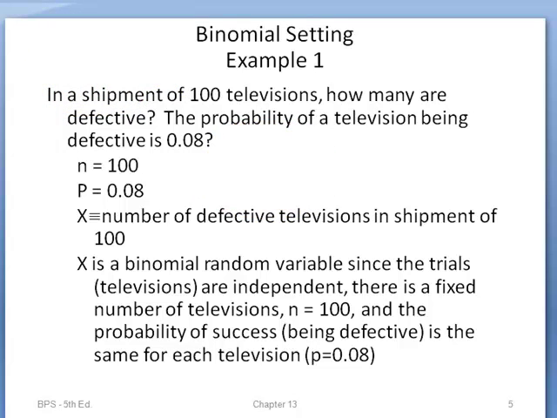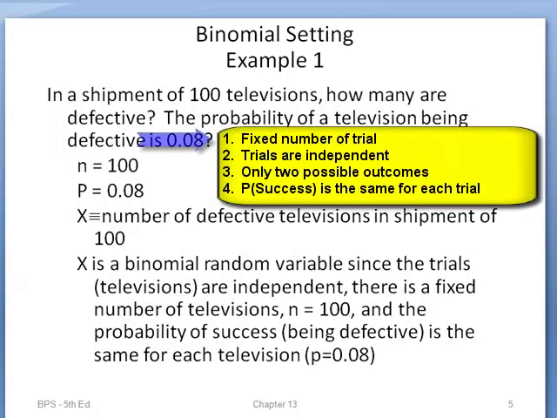Let's make sure that all four criteria are met. Number one, is there a fixed number of trials? Yes, because there's a fixed number of televisions. Looking at a television to see whether it's defective or not is the trial. So we have a fixed number of trials. There can only be two outcomes. Either it's defective or it's not defective, where success is being defective.